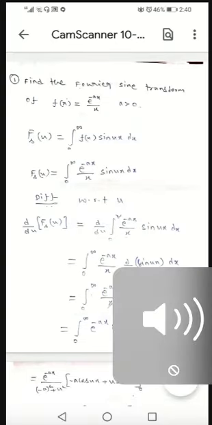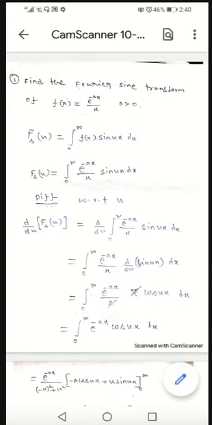Okay, the first problem: find the Fourier sine transform of f of x equal to e power minus ax divided by x. A is a positive constant here. X is a variable, of course. So, Fourier sine transform here.